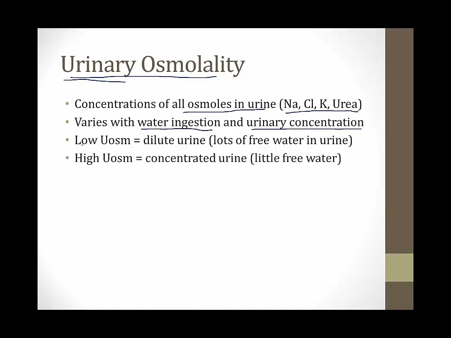So for example, when the urinary osmolality is low, this means that the kidneys are excreting a very dilute urine. There's lots of free water in the urine, and that can be helpful in determining the cause of hyponatremia. When there's a high urinary osmolality, this means the urine is very concentrated, it's got relatively little free water, and the body is holding on to fluid and not excreting it in the kidneys.